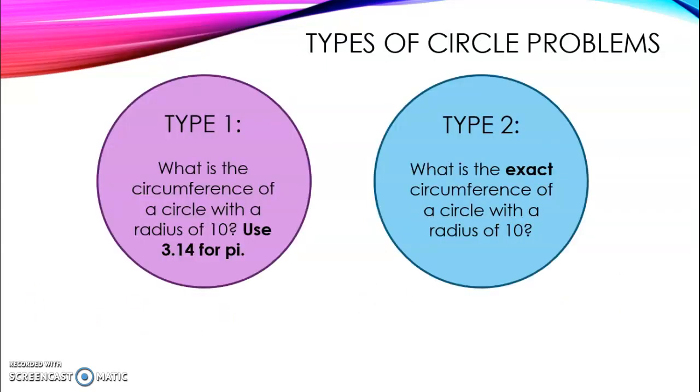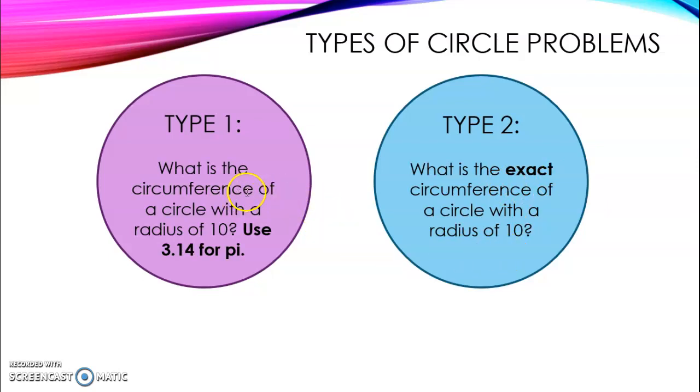Okay, so I want to next talk about the two different types of problems that you're going to see on this unit test. The first one that I'm going to go through is an example like this. What is the circumference of a circle with a radius of 10? Use 3.14 for pi. The second type is what is the exact circumference of a circle with a radius of 10? Now, if you notice, the difference between these two problems is what I have in bold, whether we use 3.14 for pi or whether we calculate the exact answer.